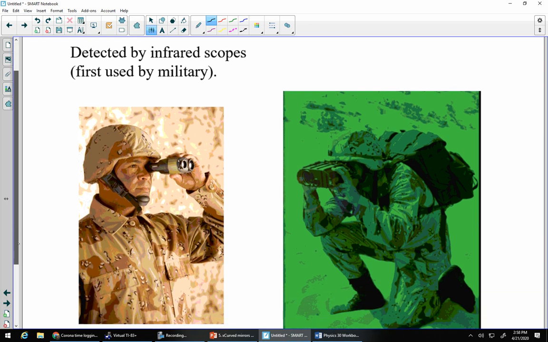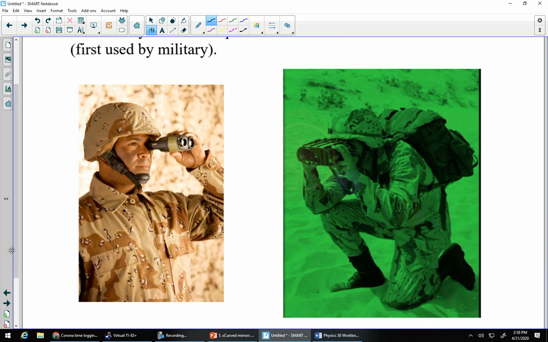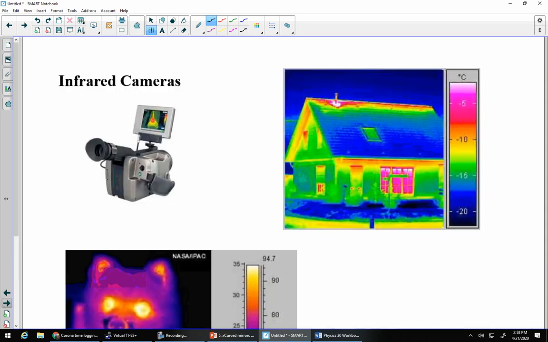So often used with military applications, you see people in camo spying on other people like this because humans are warm, and we can pick up on that. Other places where we see it is just infrared cameras. I actually rented an infrared camera from the library of all places, and I guess it's more borrowed than rented, to look at the windows and heat loss in my house.